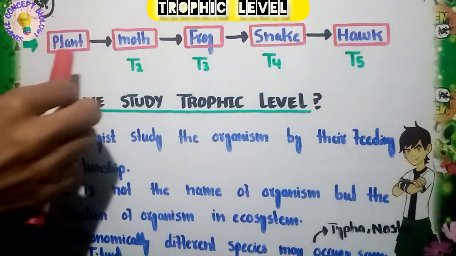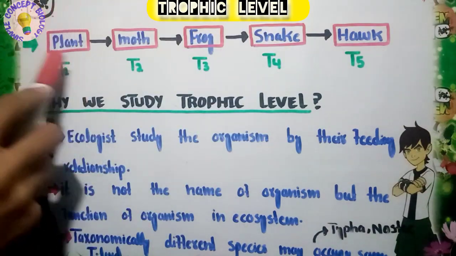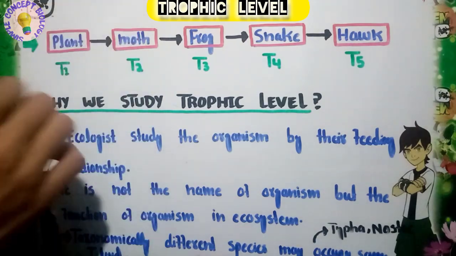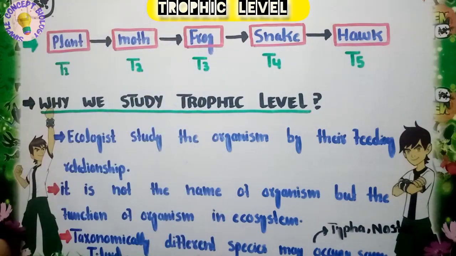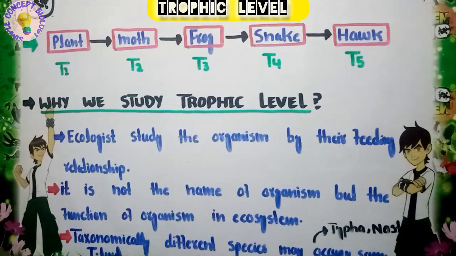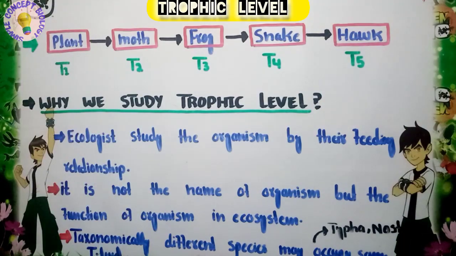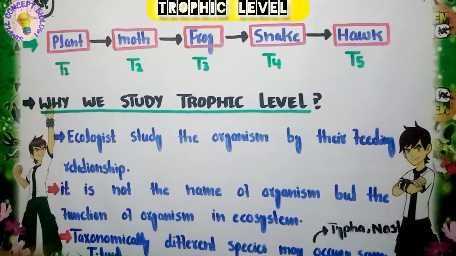Now each step in the food chain is called a trophic level. You can see here this plant occupies the first trophic level, while the moth in this specific example occupies the second trophic level. The frog occupies the third trophic level, the snake occupies the fourth, while the hawk occupies the fifth trophic level. Now why does the producer always occupy the first trophic level? Because the producer is able to utilize solar energy and form organic molecules. That's why the producer always occupies the first trophic level in a food chain.